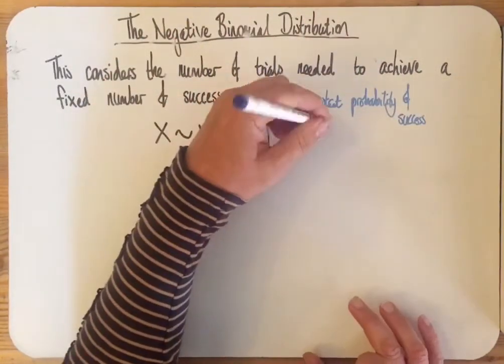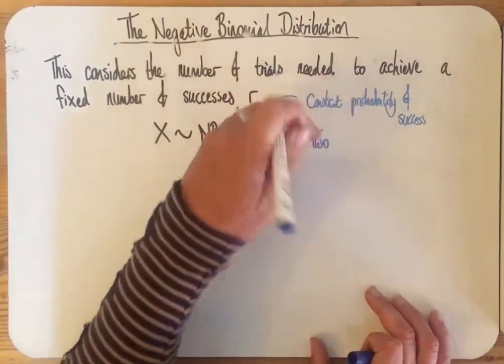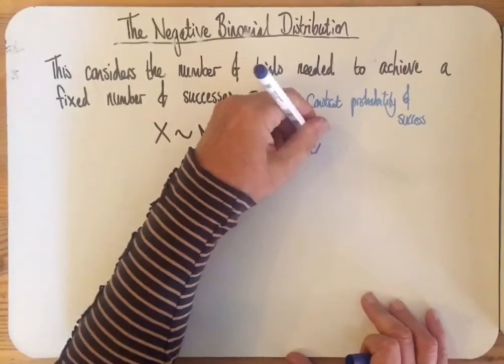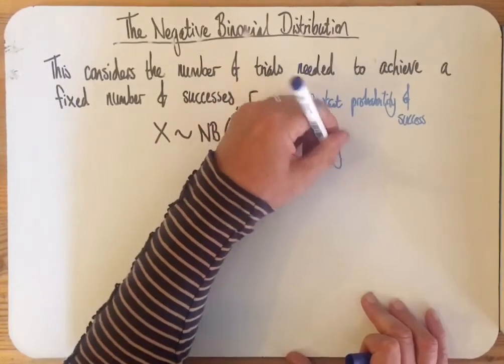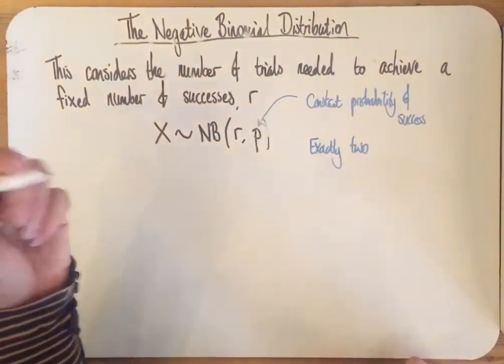And it's essentially the same as in the binomial distribution. There's exactly two, sorry, I need to put the word exactly in there, independent outcomes. So the conditions are the same as for the geometric distribution.